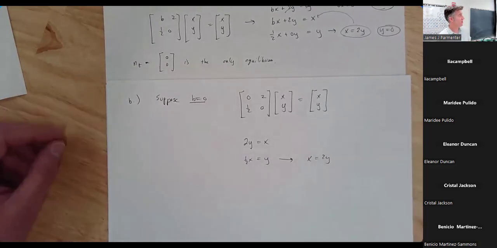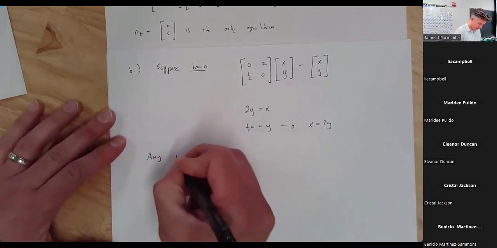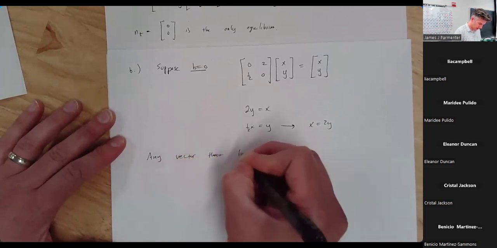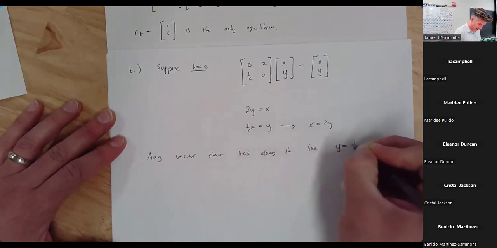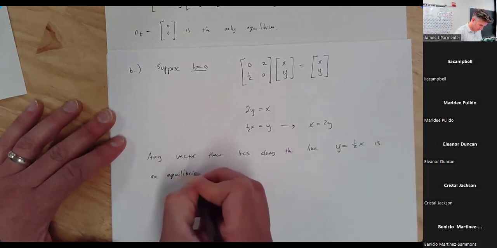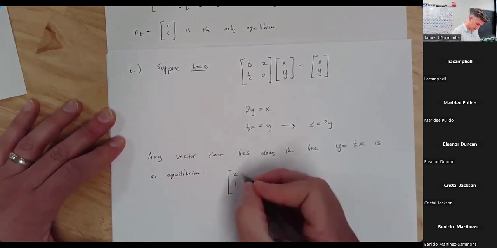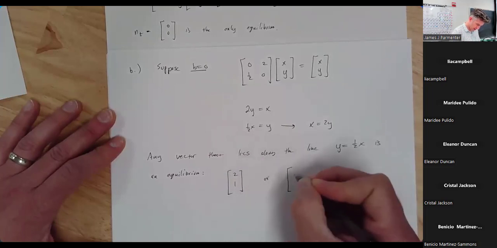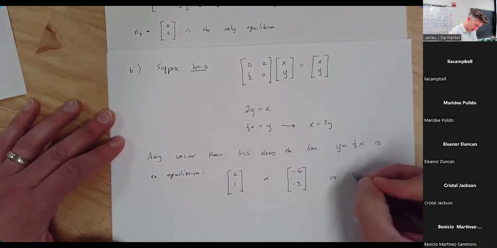So actually here, there are an infinite number of equilibria. Any vector that lies along the line y equal to 1/2 x is an equilibrium. So for example, x equal to 2, y equal to 1. Or x equal to -6, y equal to -3. Or more generally, any k times the vector 2, 1.